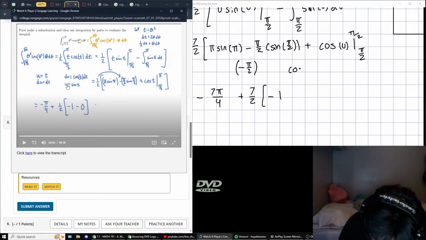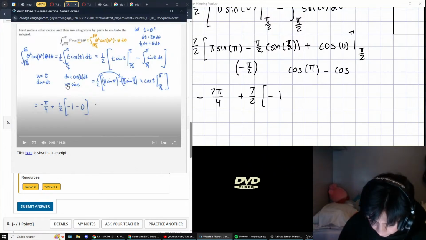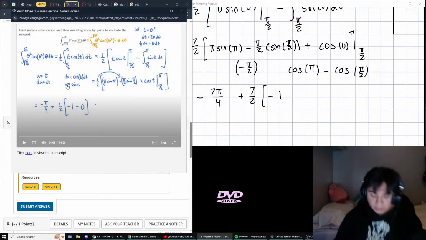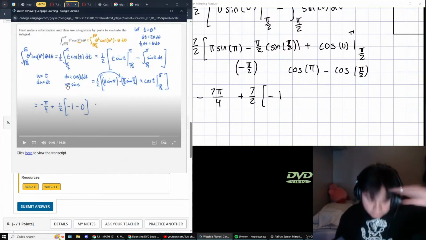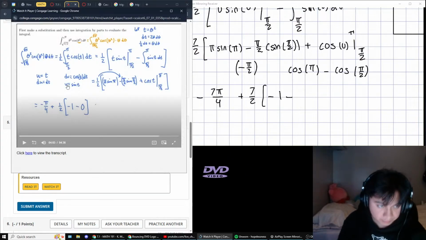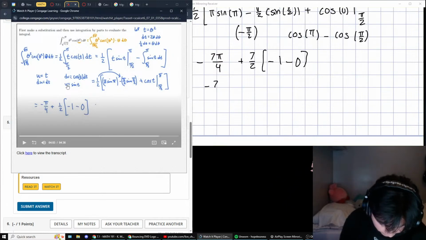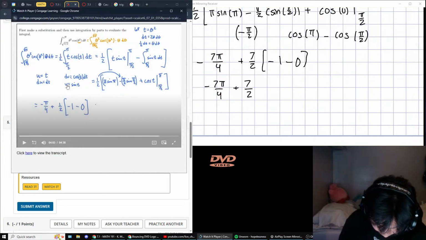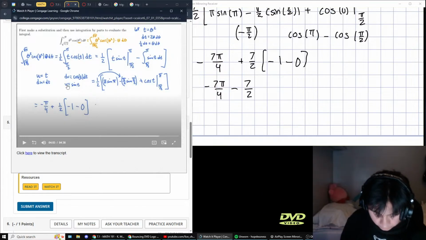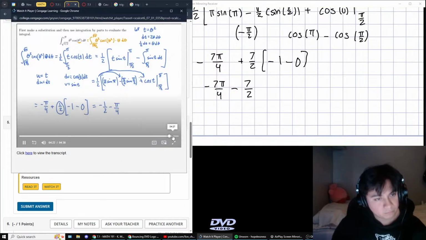Should be cosine of pi minus cosine of pi over 2. Cosine of pi is -1 minus cosine of pi over 2, which is 0. Minus 0 would be, so then -7 pi over 4 plus 7 across all of this definite integral.